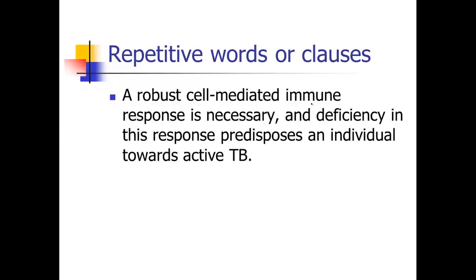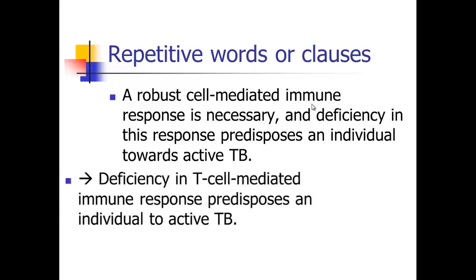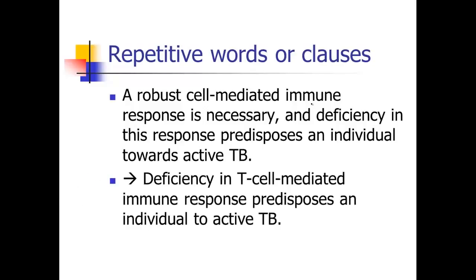Here's an example of some repetition. This is a repetitive clause. A robust cell-mediated immune response is necessary, and deficiency in this response predisposes an individual towards active TB. Notice how the two parts of that sentence really say the same thing. One says it's necessary, and the other says if you don't have it, you're more likely to get TB. So we can edit that and get rid of the repetition by just saying deficiency in T-cell mediated immune response predisposes an individual to active TB. We didn't really need the first part of that sentence.